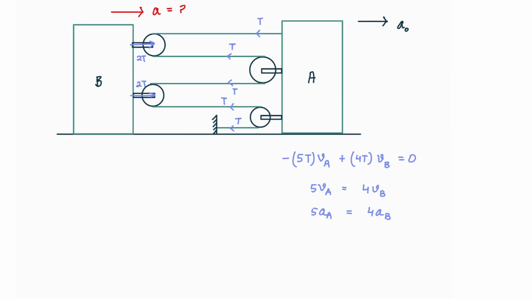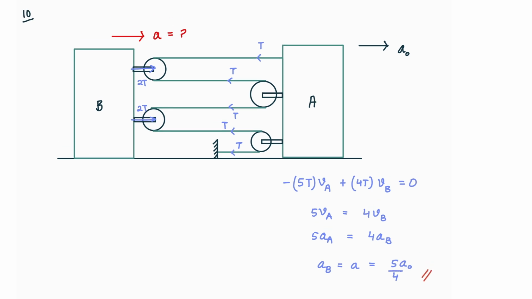So now in the problem, the acceleration of B is to be determined, which is written in the problem as A, and this is equal to 5 times the acceleration of A, which is A0 by 4. So the acceleration of B can be written as 5 times A0 by 4, and this is the final answer for this particular problem, or the 10th problem in the series which we are solving.